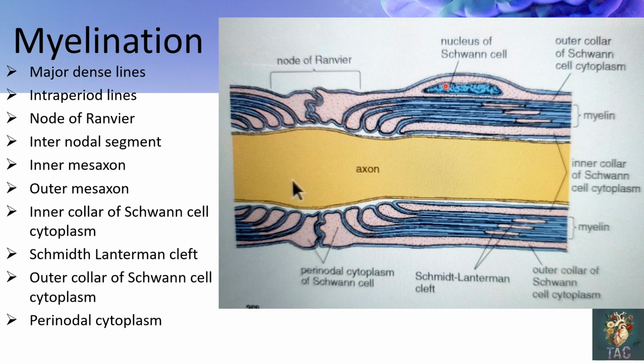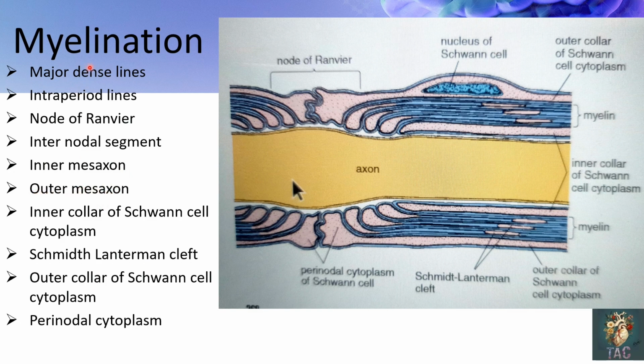In the outer collar of the Schwann cell cytoplasm you can see the nucleus of the Schwann cell as well. This is the inner collar of the Schwann cell cytoplasm, and these are the Schmidt-Lantermann clefts. Also at the node of Ranvier there is a small amount of cytoplasm present, called the perinodal cytoplasm of the Schwann cells. Also remember, during the process of fusion and wrapping, when inner leaflets fuse, they form the inner mesaxon. When the process of myelination is completed and to close the groove, two outer leaflets fuse with each other, they will form the outer mesaxon.